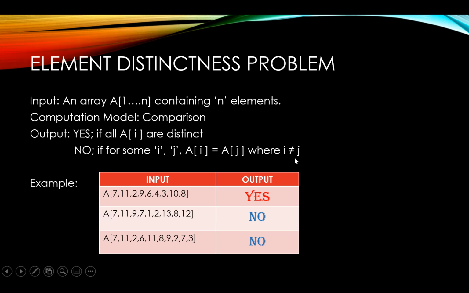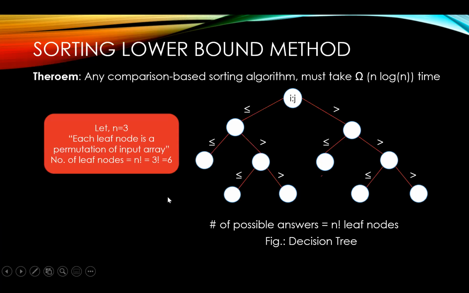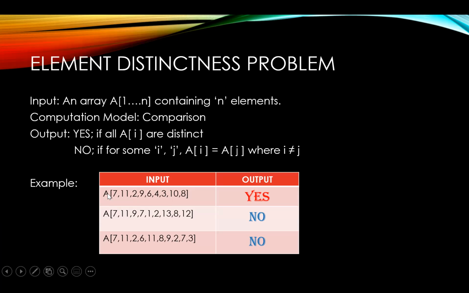Example. As you see in the first example, the input array A contains all distinct elements, so the output is yes. In the second example, 7 is repeated, so the output is no. In the third example, you can see there are multiple repetitions, 7 and 2, so still the output will be no.